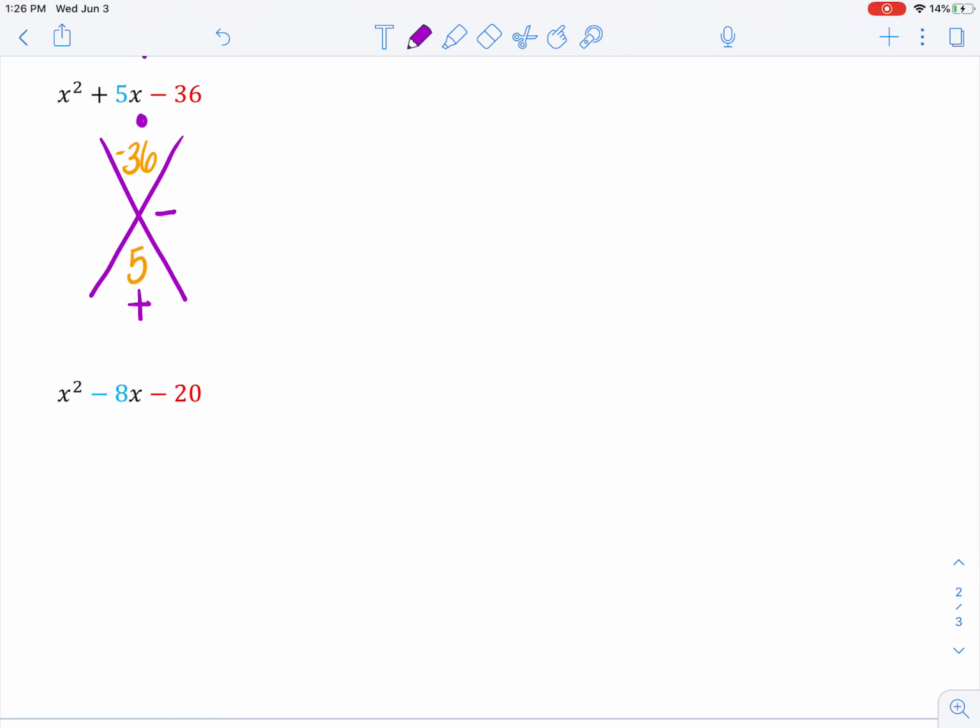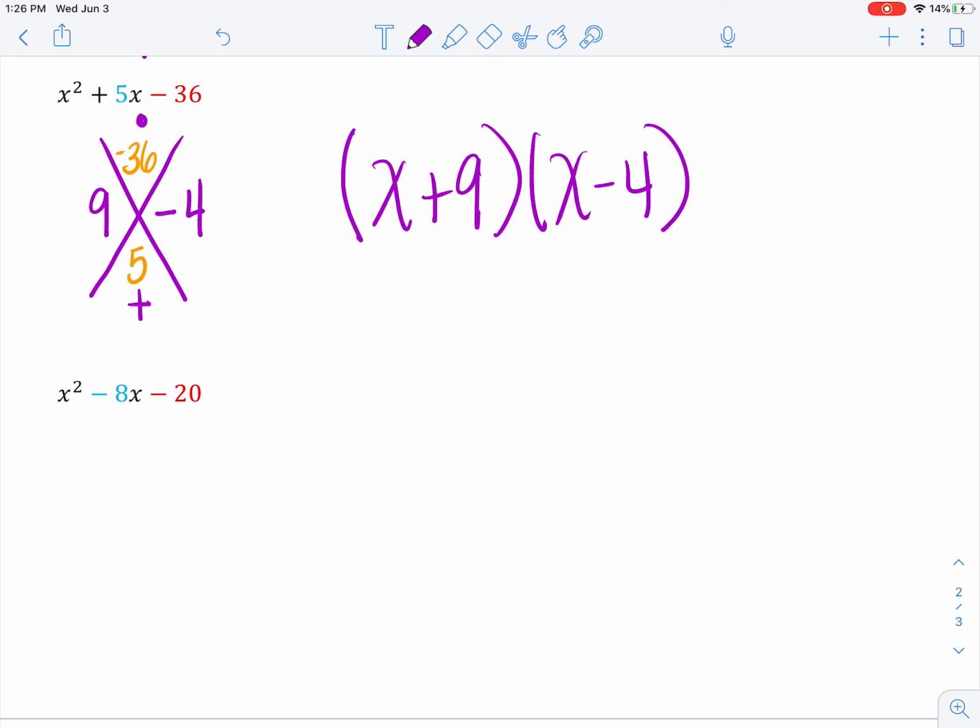Okay, so I'm going through my factors of 36, 1 and 36. That's not going to give me a difference of 5. 2 and 18, that's not going to give me a difference of 5. 3 and 12, no. 4 and 9, will 4 and 9 give me a difference of 5? Yeah, they will. Which one has to be negative? Well, since it's a positive 5, it has to be a positive 9 and a negative 4. So my factors would be x plus 9 and x minus 4. Okay, last one.